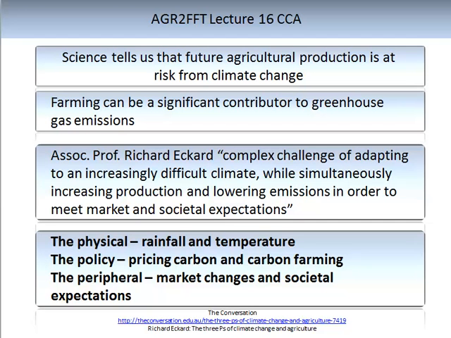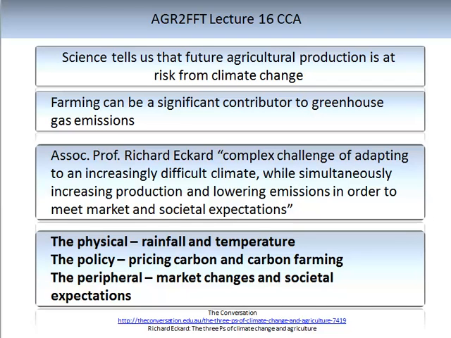Let us start with an overview of climate change adaptation. So science tells us that the future agricultural production is at risk from climate change, and therefore we need to enable a number of strategies or adoptions to be able to continue production in our current manner, and also to meet future demands, both in changing markets and increasing populations.